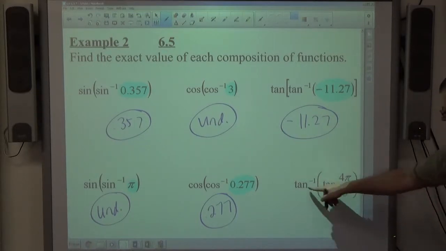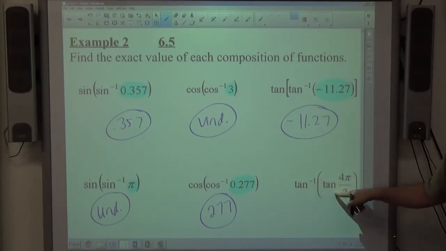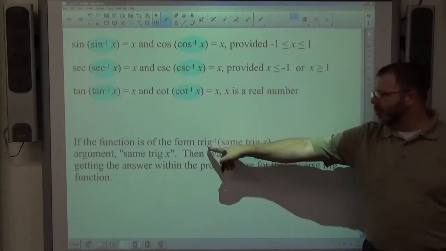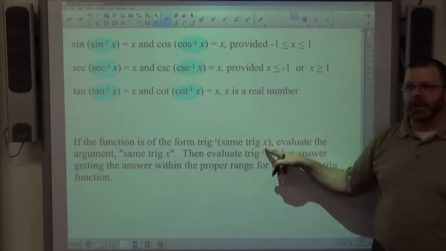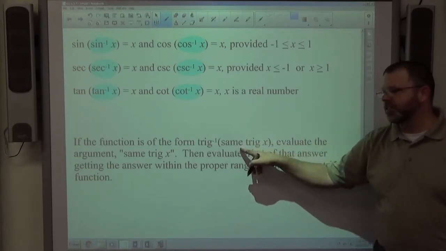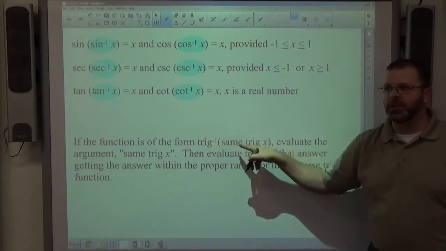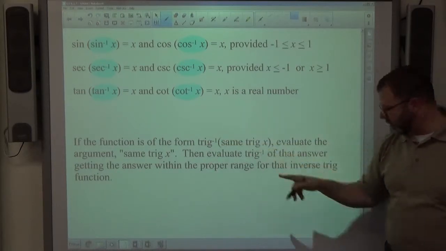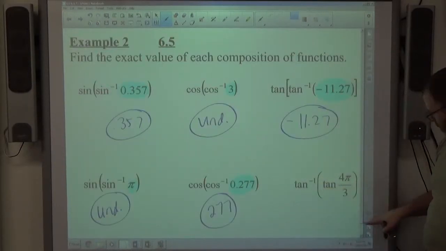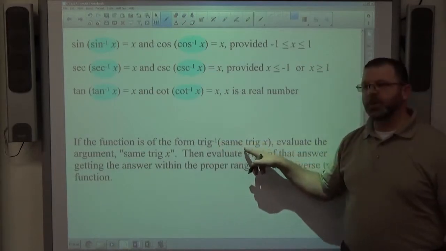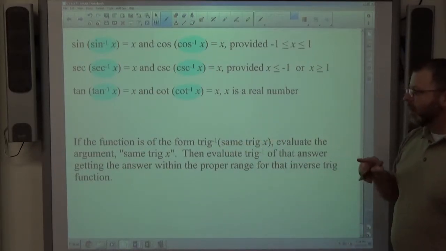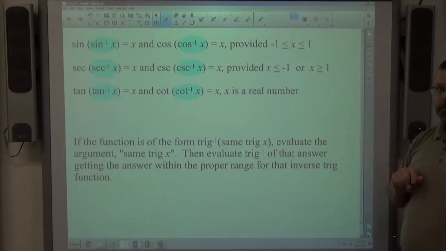The other scenario is this one, inverse trig function of a regular trig function. Okay. If the functions of the form inverse trig of the same trig of x, inverse sine of sine, inverse tangent of tangent, inverse secant of secant. All right, so whatever the trig function is, same trig function. So in other words, it looks like this. If it's inverse sine of cosine, now it's different. They got to be the same.